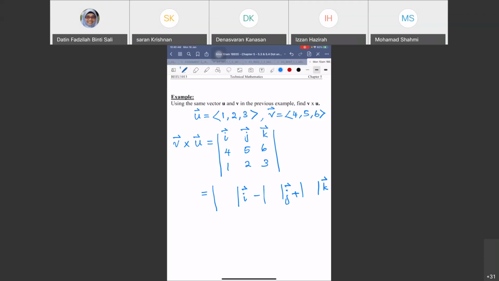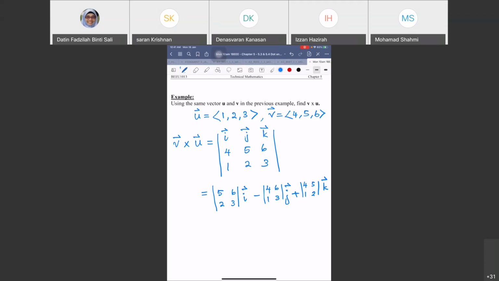For the first one, you just cover your i column. Then you have your 5, 6, 2, 3. For the second one, for the j, you cover the j column, so the minor would be 4, 6, 1, 3. And for the last one, you just cover your k column, so then it will be 4, 5, 1, 2.